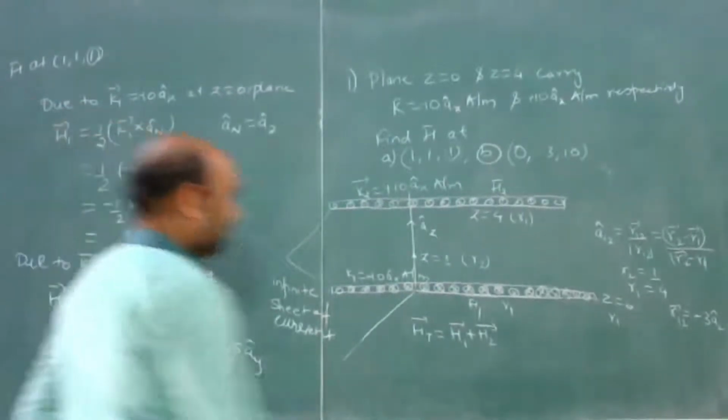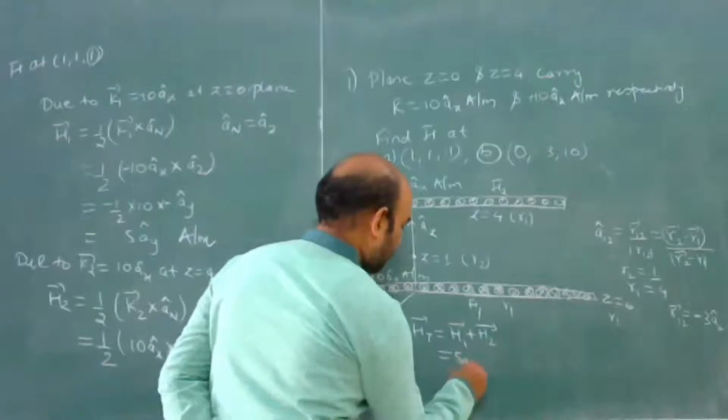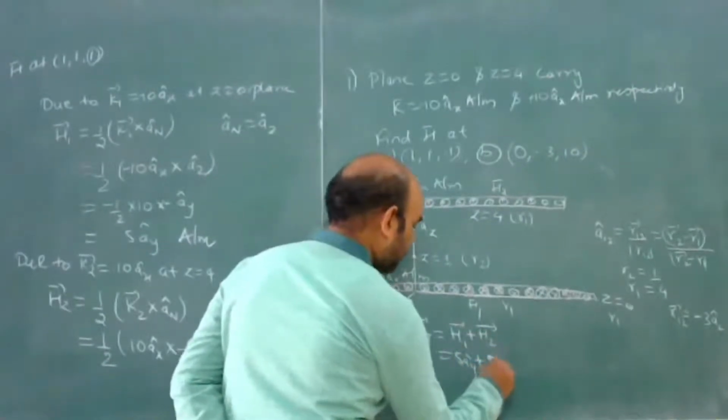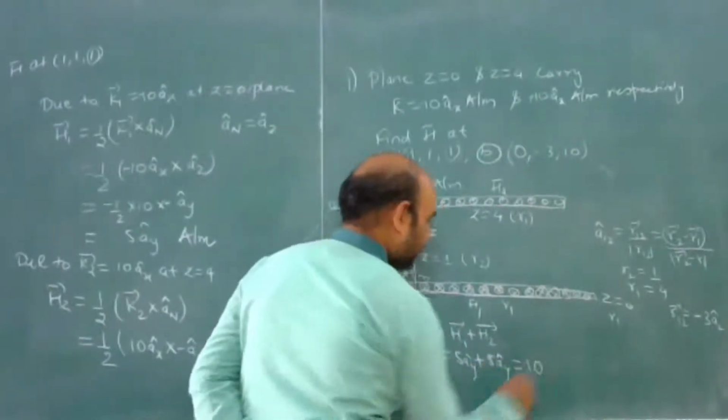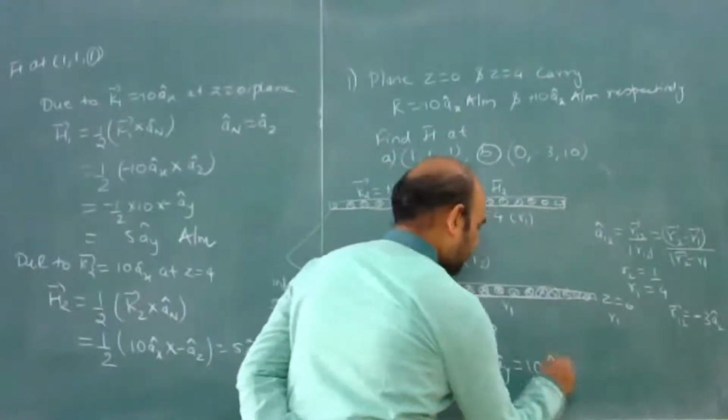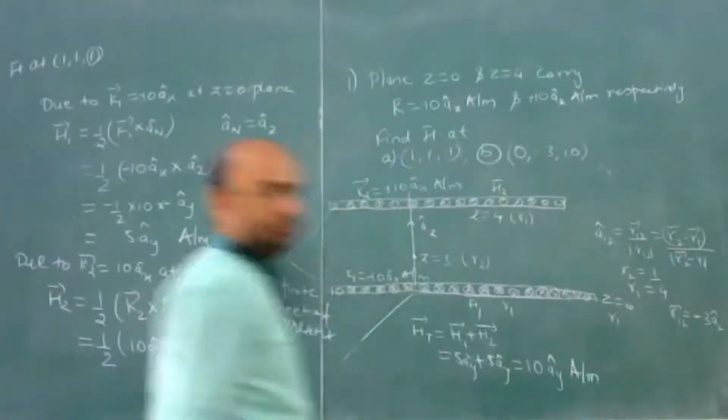H1 is 5Ay, plus H2 is 5Ay. So the net answer is 10Ay ampere per meter.